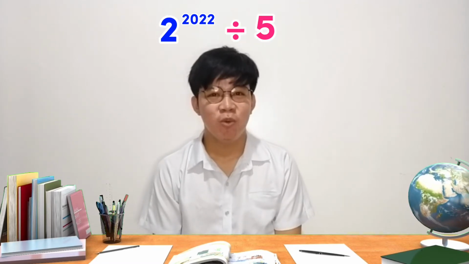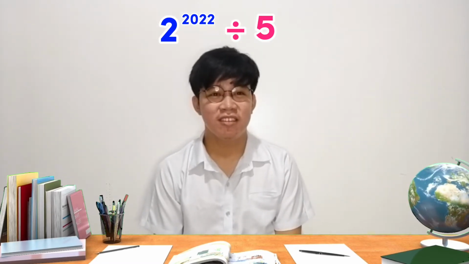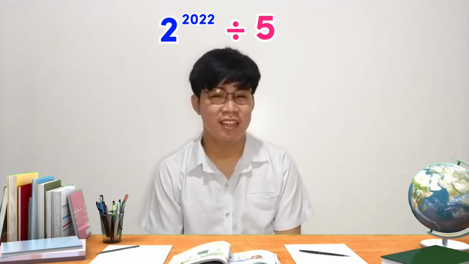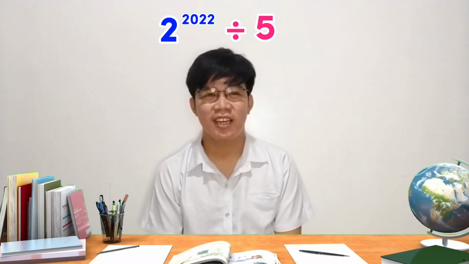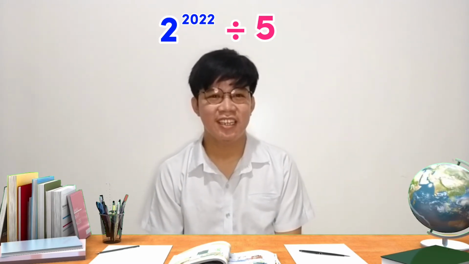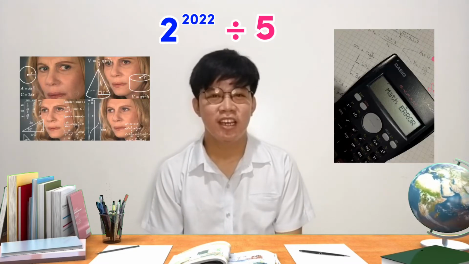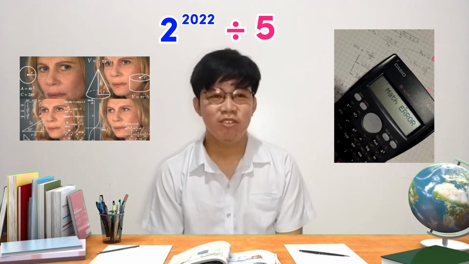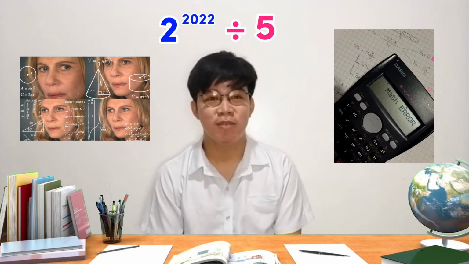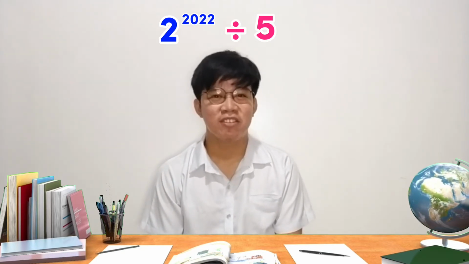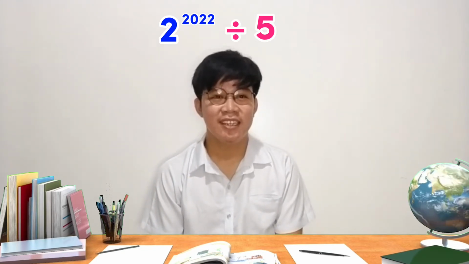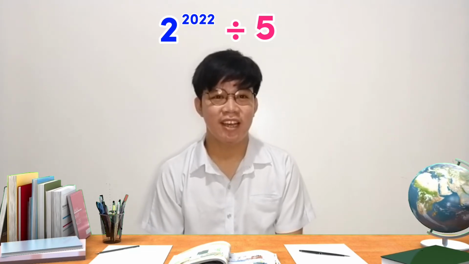What if I ask you to find the remainder of 2 raised to 2022 when we divide it by 5? Will it be easy for you to answer this even if you have a scientific calculator? It's okay. I know what you are thinking. It will give you a hard time in finding the remainder since we have a big exponent in our given. So don't fret, because our topic for today will guide us in solving problems like that, which is Modulo Congruence.